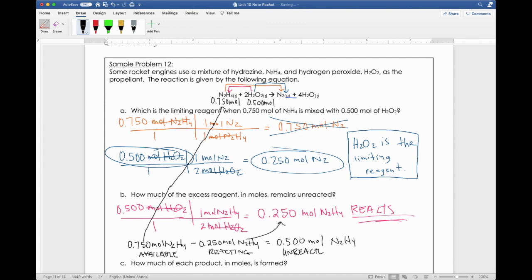Unreacted. So like I said, this tells you how much is left in the bottom of the beaker after the reaction is over. This is your excess reactant here. And you find that by subtracting what's available from the problem minus how much actually reacts by going from your limiting reagent to your excess reagent. It's a lot of stuff that's happening here. So units are important. Keep track of your units.